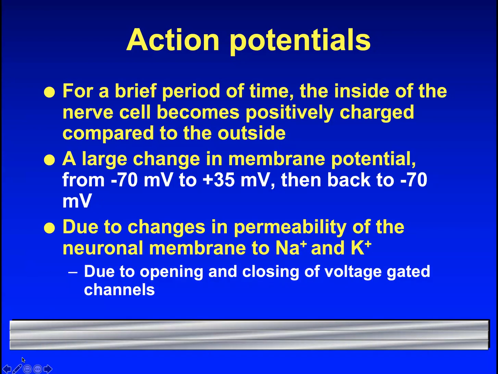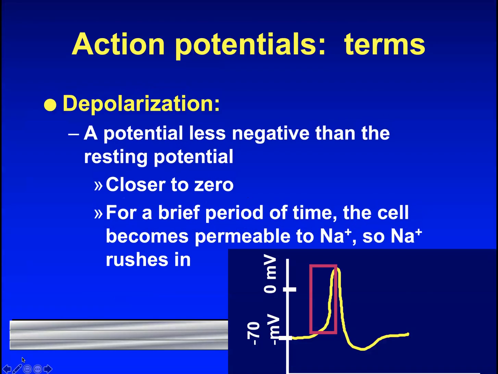And why this happens, it's due to a change in the permeability of the membrane to sodium and potassium. And voltage-gated sodium and potassium channels are going to open and close. Let me give you some terms. Let's start with some terms. This, first of all, is your basic action potential. And it always looks like this. You don't have ones that are wider or flatter or taller or smaller. This is it. It's all or none.